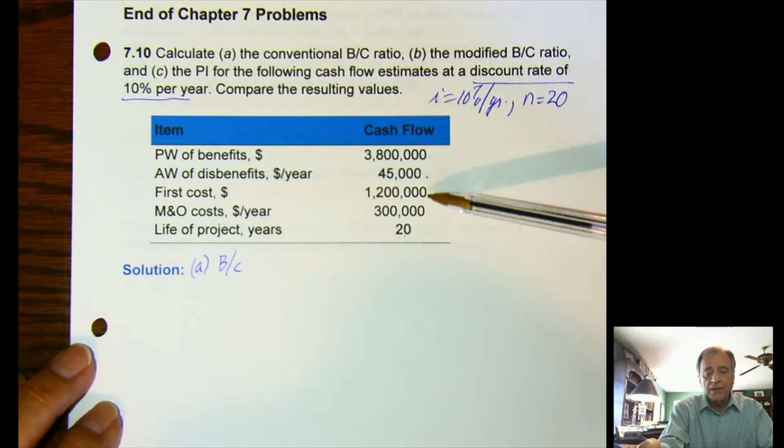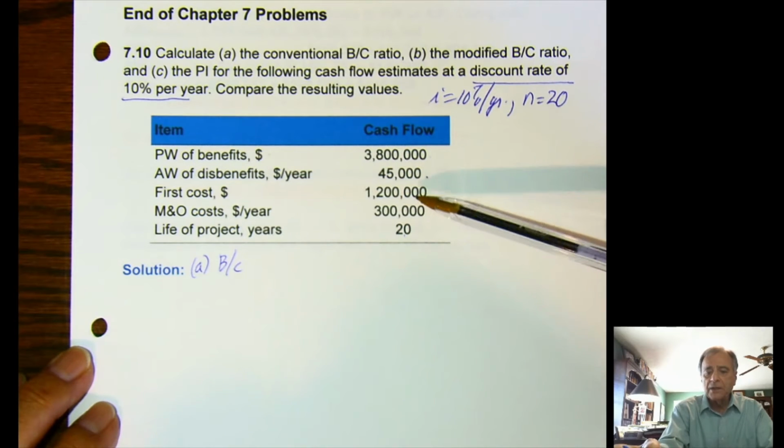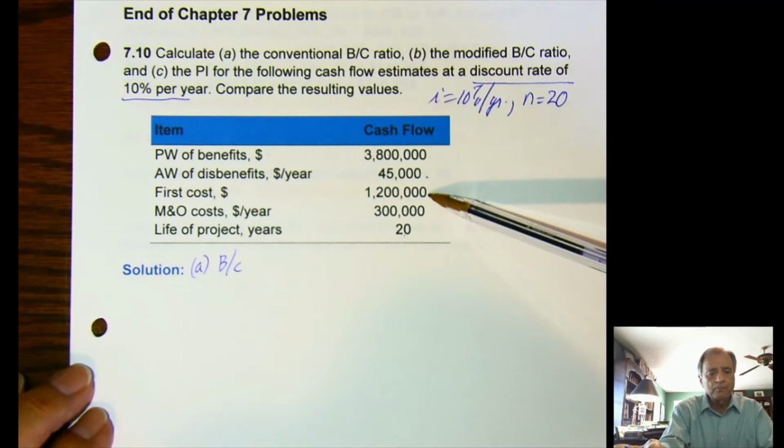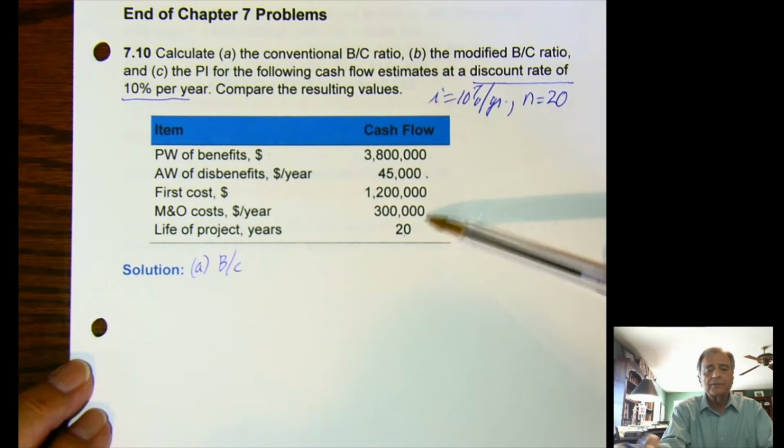The first cost, that's the investment cost. So we got the benefits. Now we're getting the cost, which is $1.2 million. And the M&O cost per year is $300,000, for 20 years.